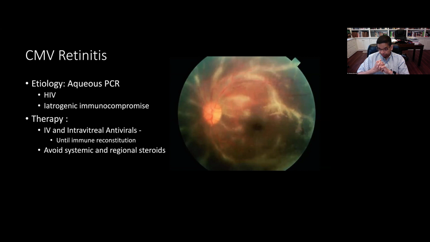PCR testing will be necessary to confirm that it's cytomegalovirus. Intravenous and intravitreal antivirals may be recommended until immune reconstitution, and avoid systemic and regional steroids in these patients.